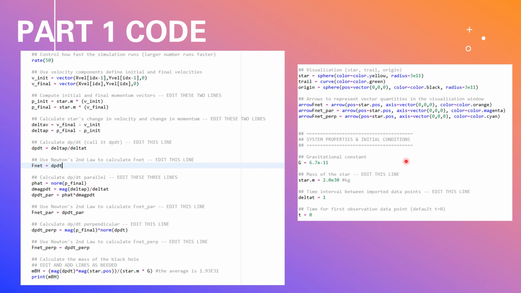Here's the code from part 1. Over here on the right, we've got the initial conditions, initial positions, mass, constants, all that. Over here on the left, we got the calculations. We got velocity, momentum, change in velocity, change in momentum, we got the dp/dt, we got the parallel, and we got the perpendicular components down here. And then finally, using that, we were able to get the mass of the black hole right here at the bottom using the change in momentum. And then we printed it out.